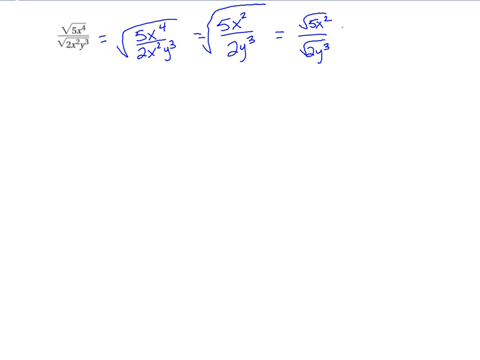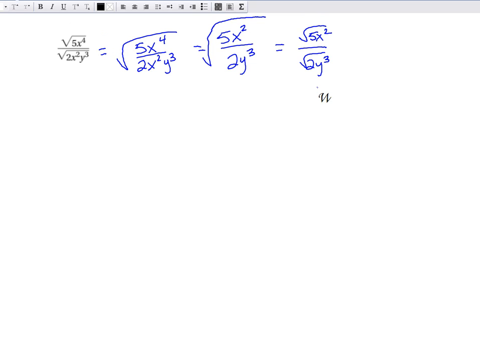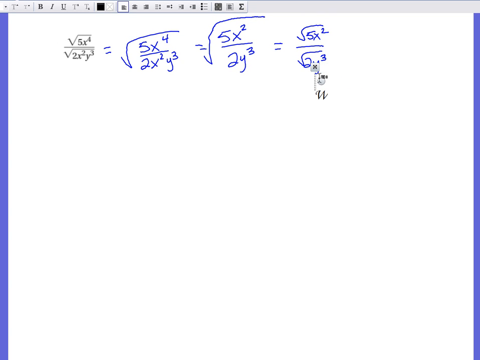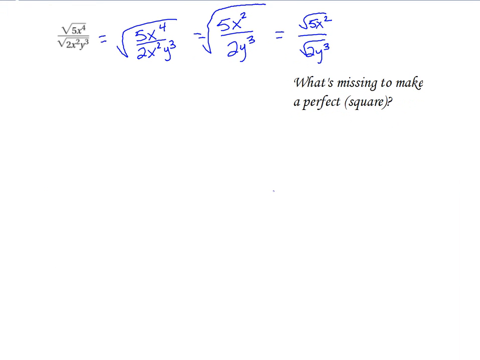And every time I'm doing this, I'm always asking myself a question. And that question I'm always asking right here is, what's missing? What's missing to make a perfect (square)? So I put square in parentheses right there because it's not necessarily always going to be a square. You could have a cube or a fourth root, but that's what we really need to check, actually. Question mark. And so what's missing? That's the rationalizing your denominator.